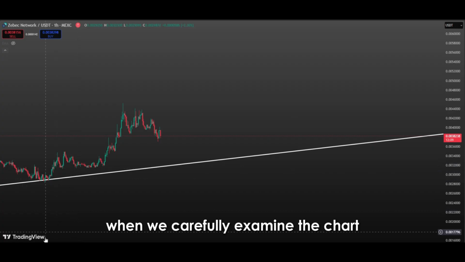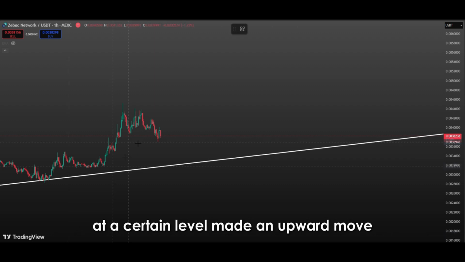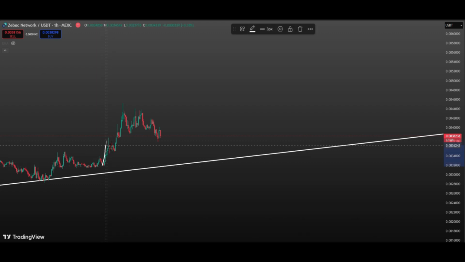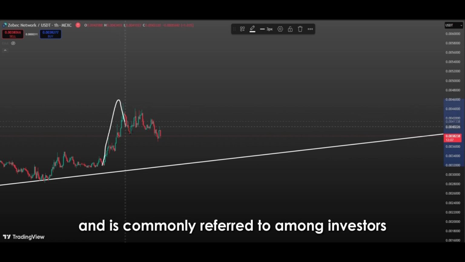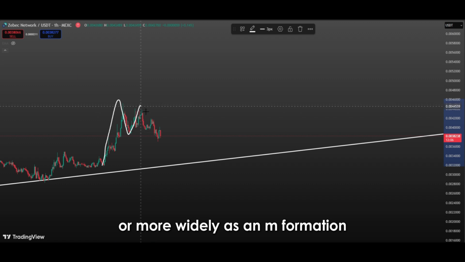When we carefully examine the chart, we can see that the price reacted twice at a certain level, made an upward move, and then approached the same level again before pulling back. This type of price behavior is well known in technical analysis and is commonly referred to among investors as a double top formation, or more widely as an M formation.